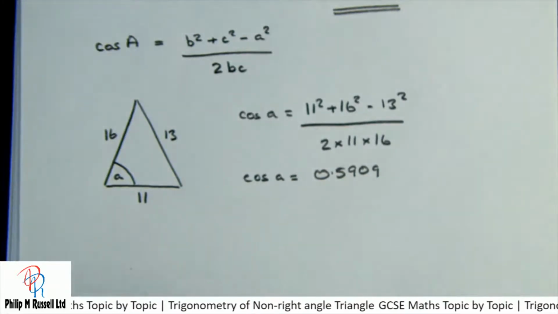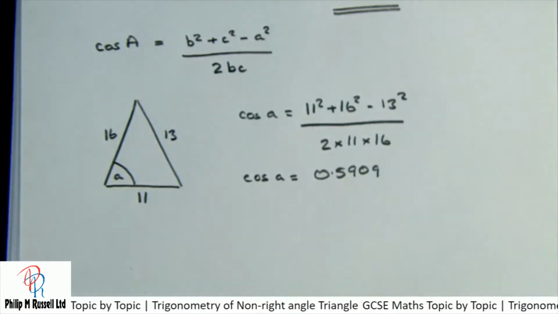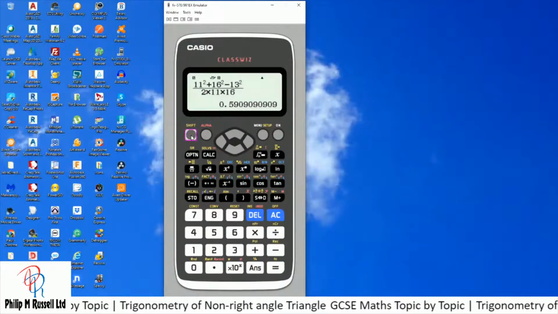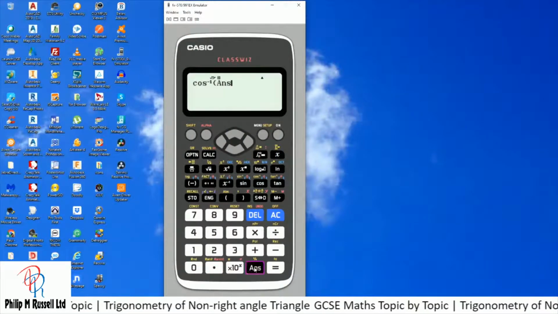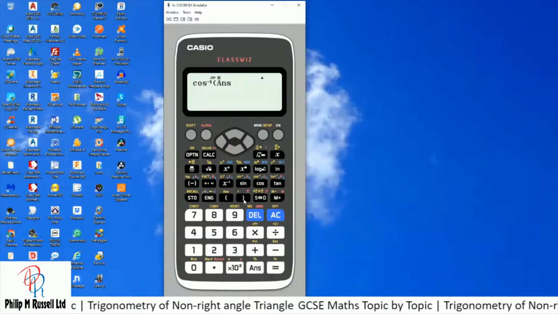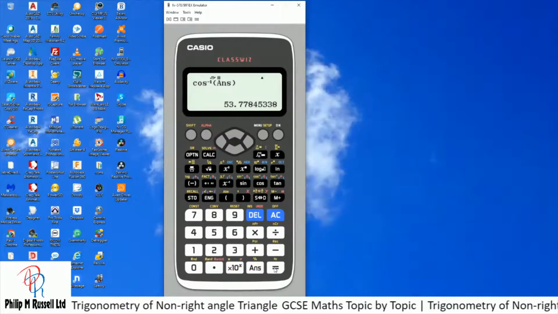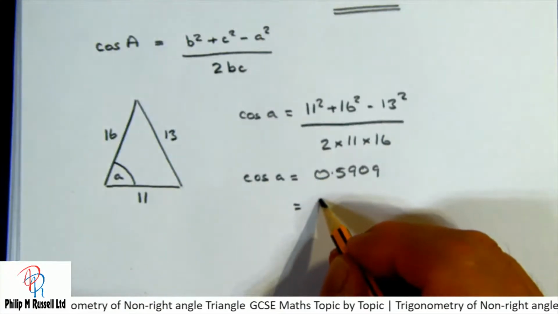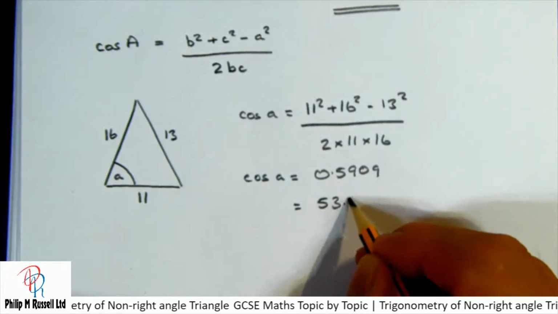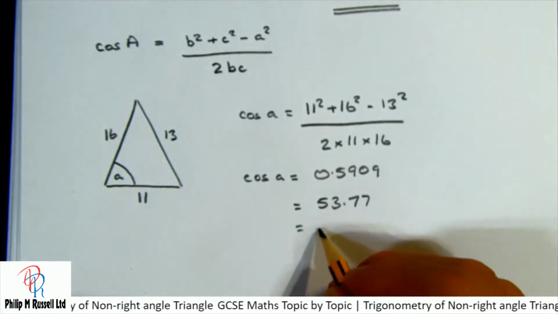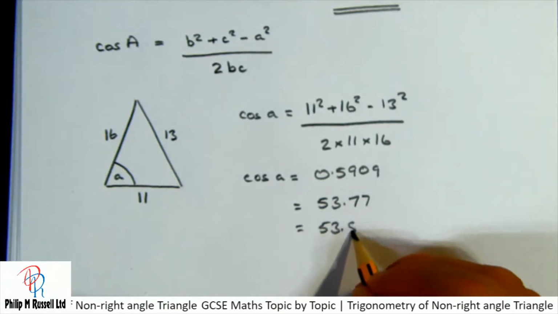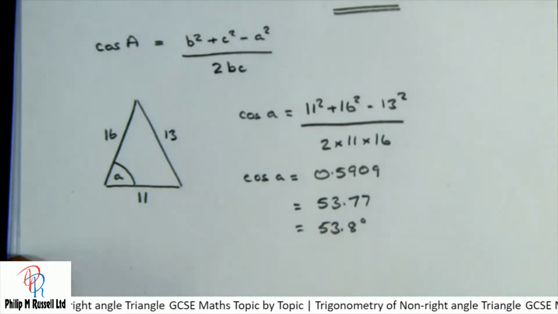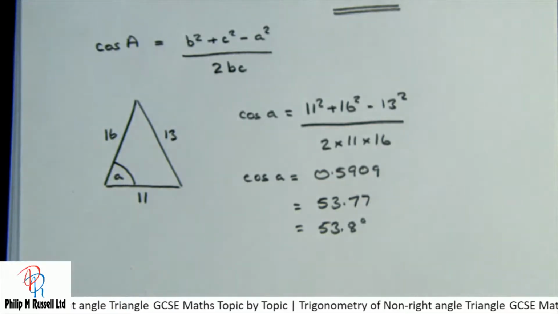So all I need to do now is to do the cos of that, and to find an angle we use shift cos of my answer, and that gives me my angle, which is, I don't know that one. 53.77, or I'm going to do that to 1 decimal place, 53.8 degrees. And I'm happy that I can beat the Alexa device.